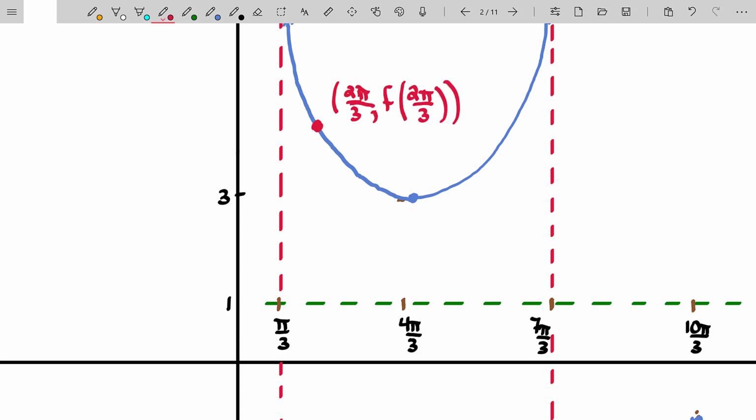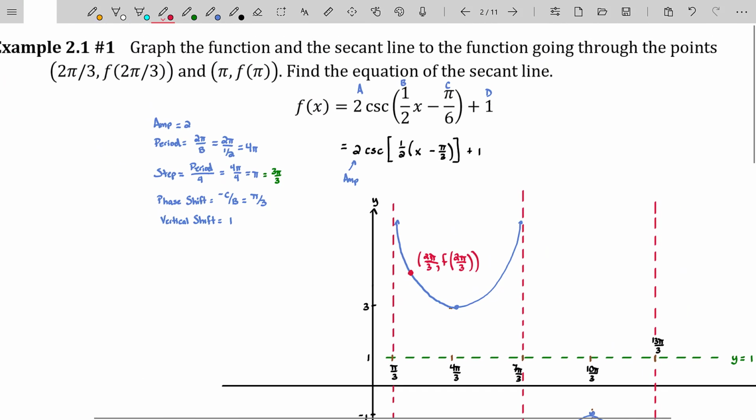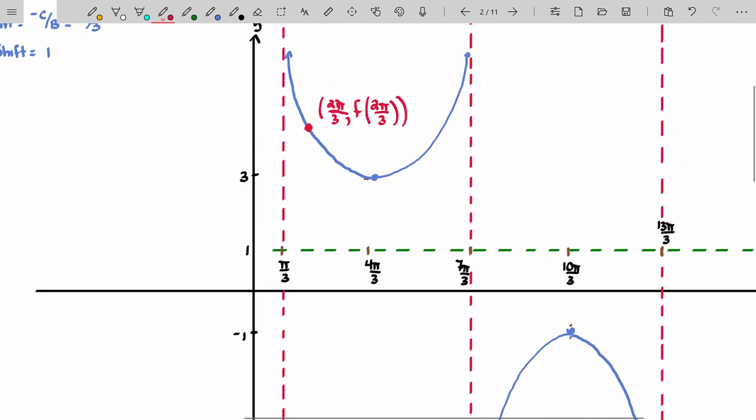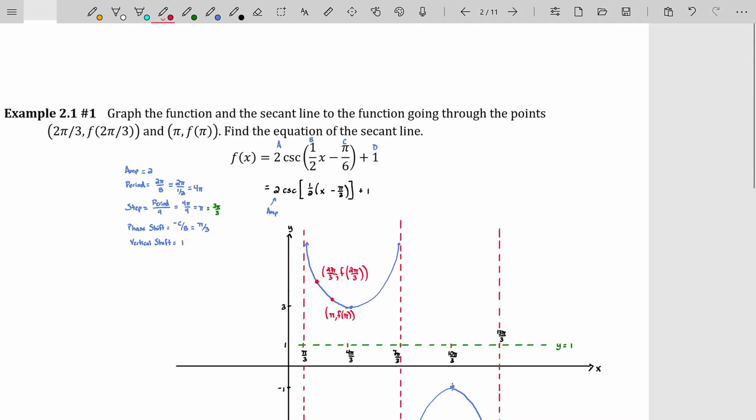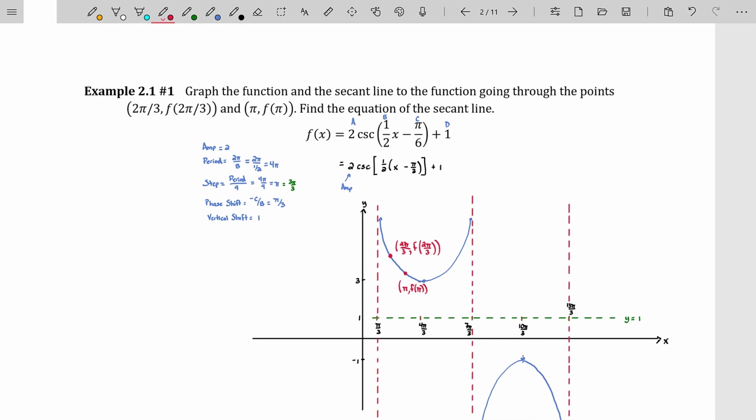And then the second point is supposed to be at pi, comma, f at pi. Well, pi, where does that occur? That's at 3 pi over 3, which is actually not too far away from this point. It's kind of a boring problem like that. Sorry about that. But this is the point pi, comma, f at pi. And our goal is to find the equation of the tangent line or the secant line connecting those 2 points. So graph the function and the secant line to the function going through the points 2 pi over 3, comma, f of 2 pi over 3, and pi, comma, f of pi.